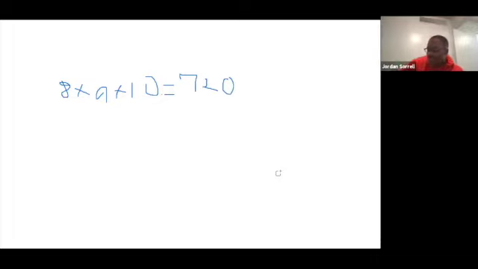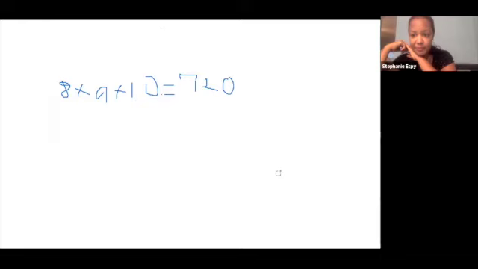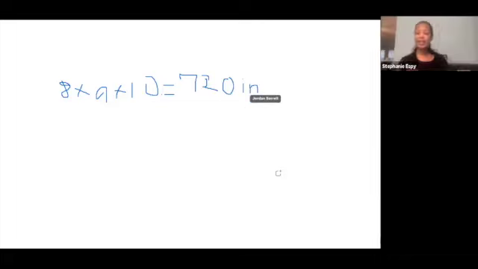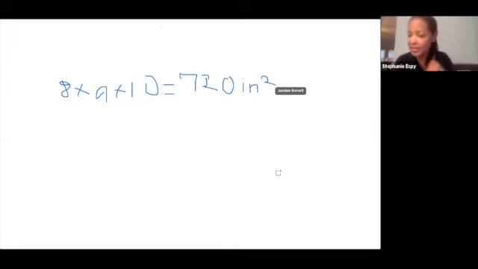Okay, and then I found the area. So that 720 is in inches cubed, right? Yeah, inches cubed. So that's a volume, not an area. A volume is what goes inside, how much you can fill inside the box. We're not filling the inside of the box. We're covering the outside of the box with wrapping paper.